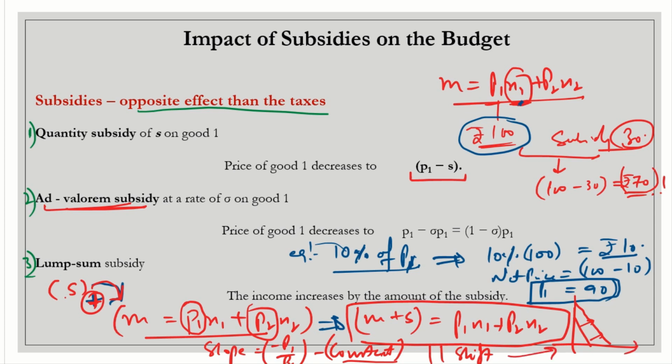For example, if this is AB, this is A prime B prime, so this is going to be parallel, right? So this is about how subsidies affect a consumer's budget when you have either a quantity subsidy, an ad valorem subsidy, or a lump sum subsidy. So I think it's clear. If there is any doubt, you may consider posting it in the comment section.